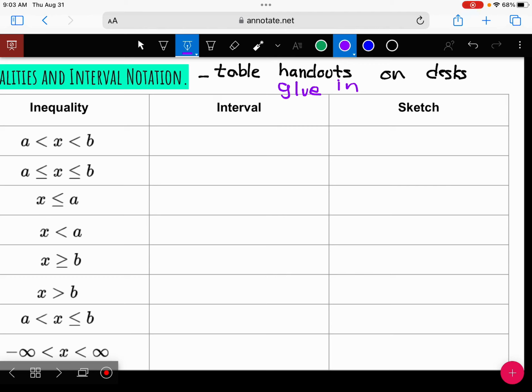So what we're gonna do is lock it in. There we go. We're gonna fill in these other two columns. So we've given you the inequality symbol. We're gonna write it in interval notation and we're gonna give it a sketch. If you need to, start with the sketch. This is 2.6. 2.6 is inequalities, and then so is 2.7. So we're going to be inequalities to the end of the chapter.